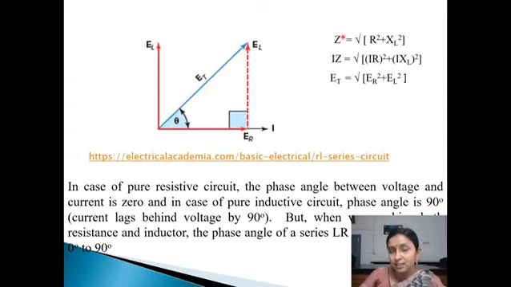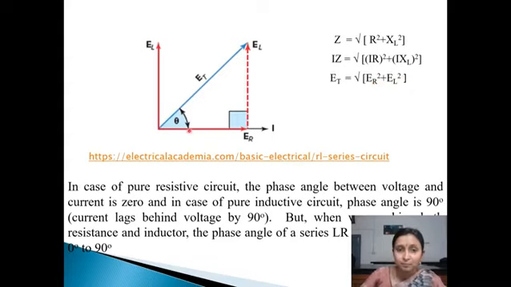So Z is equal to, as we already know, root of R square plus XL square. Multiplying with current, we get IZ equal to root of IR whole square plus IXL whole square, that is ET, the total EMF. ET is equal to root of ER square plus EL square.